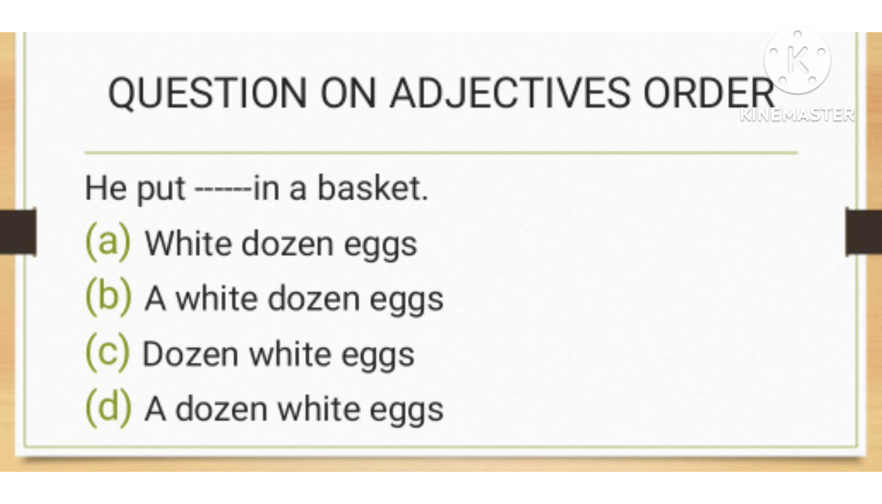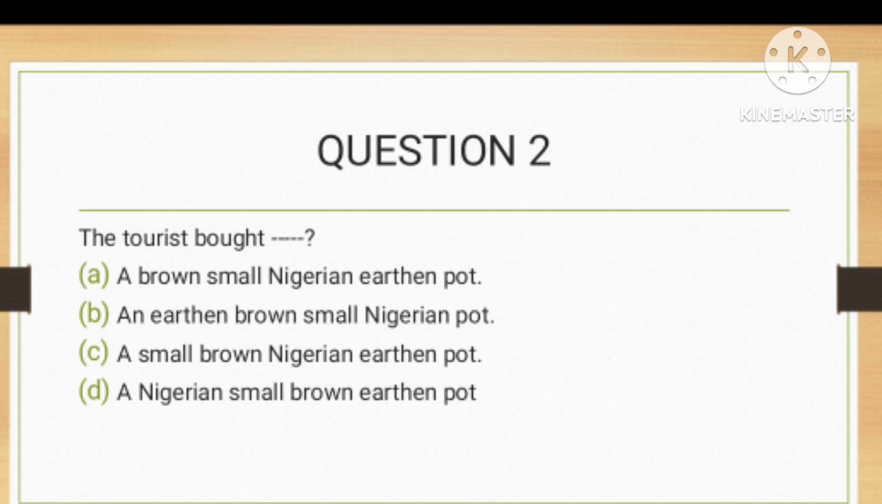Now let's see another one. The tourist bought dash. Option A, brown small Nigerian earthen pot. B, an earthen brown small Nigerian pot. C, a small brown Nigerian earthen pot. D, a Nigerian small brown earthen pot. Which one is correct? Here, our mnemonic comes in handy. The COSAS COMP N.